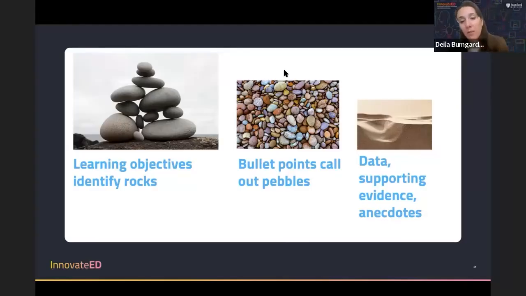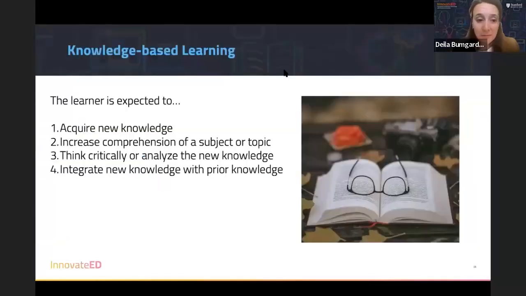Then go back through and your bullet points or the things that support those learning objectives, those are your pebbles. The things that give them context, the things that give them ease of application, and the things that spark retention. And then the data, the supporting evidence, the funny jokes, the anecdotes, all of those things, that's the sand. You fill that in after you've made sure that all your priorities are met and that your learner is able to focus on the rocks and the pebbles.